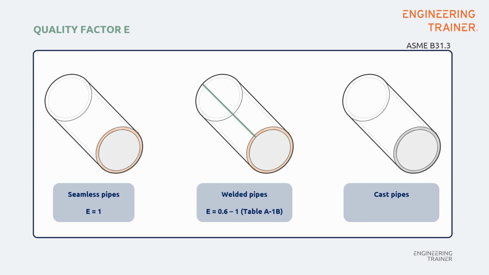For cast pipes, the quality factor, E, can be looked up in Table A-1A. Like the joint coefficient, Z, the quality factor, E, reduces the allowable stress in the pipe to prevent failure at the longitudinal welds.